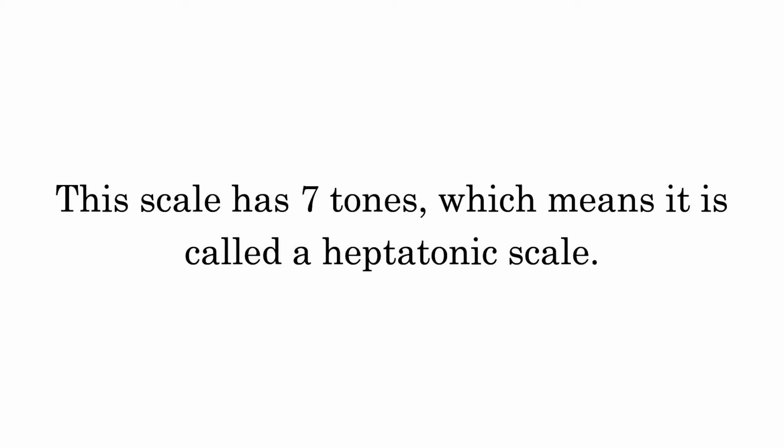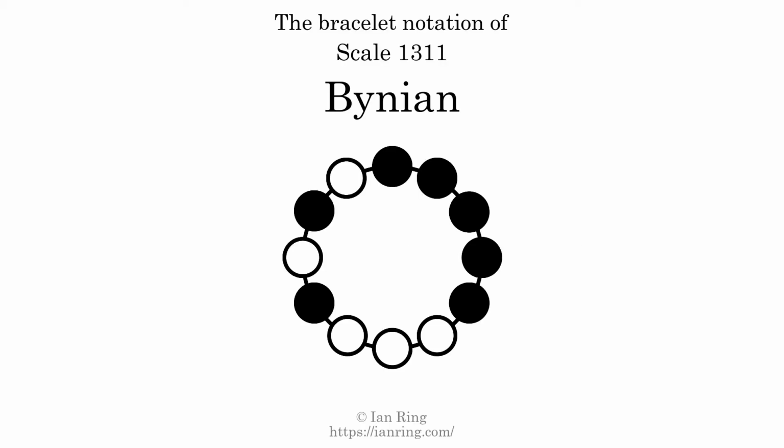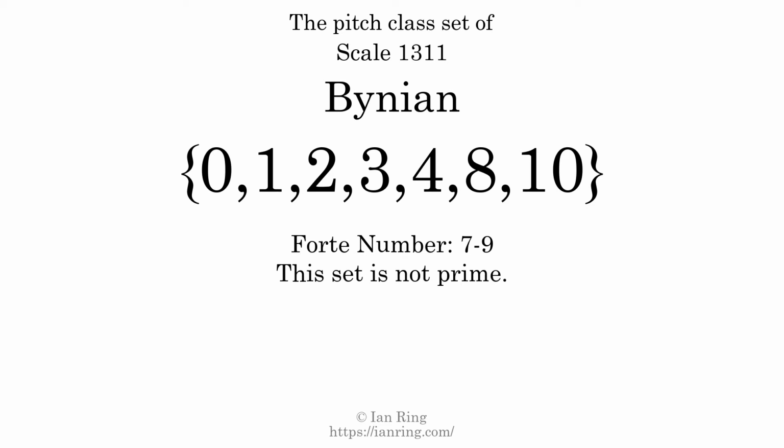This scale has 7 tones, which means it is called a heptatonic scale. This is a bracelet notation diagram of scale 1311. The shaded circles represent tones that appear in the scale, and they are read clockwise, starting at the top. The pitch class set for this scale is 0, 1, 2, 3, 4, 8, 10. The forte class is 7, 9. This set is not prime.